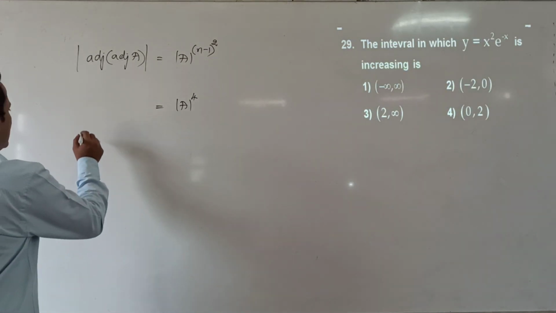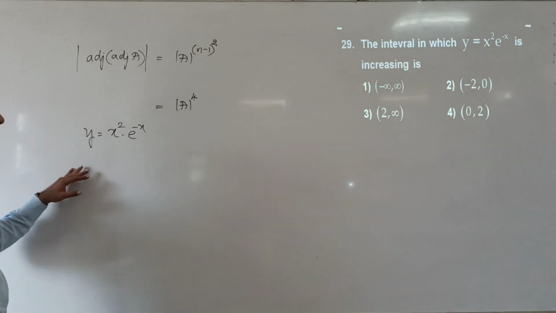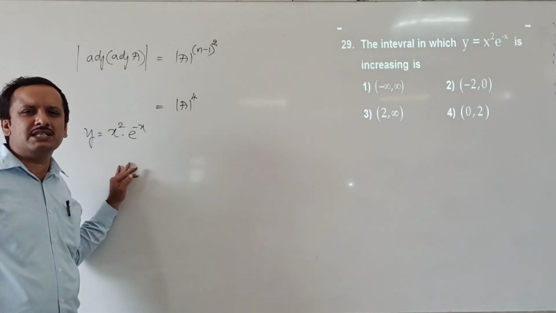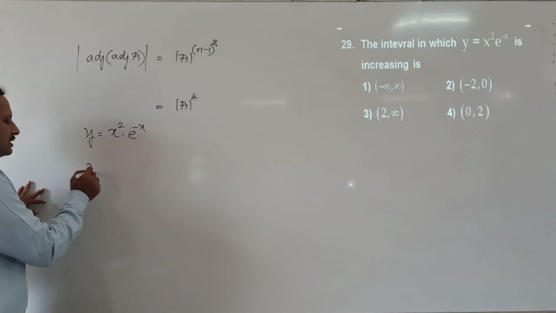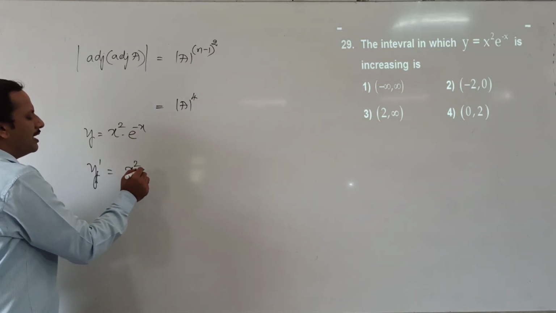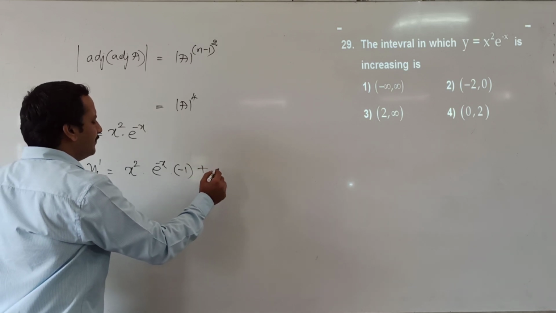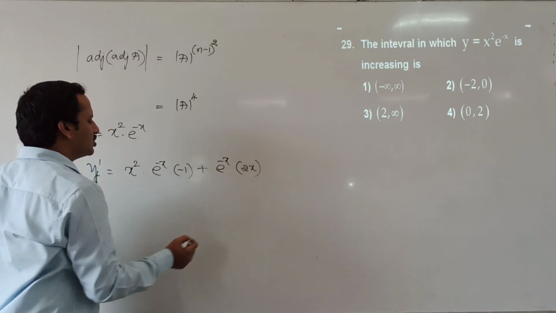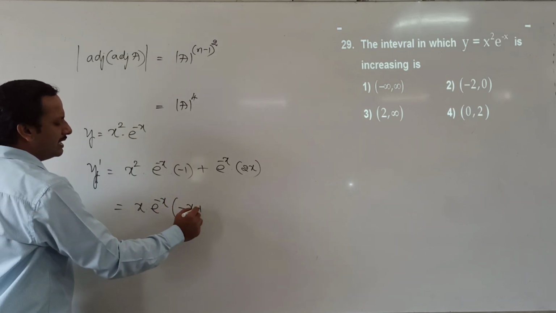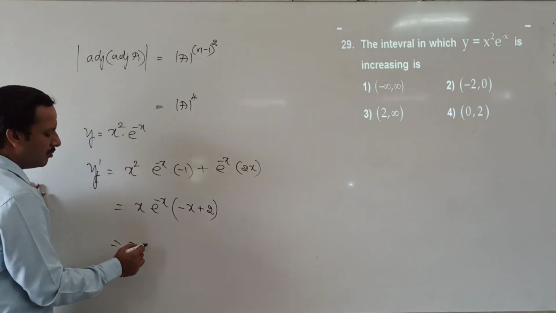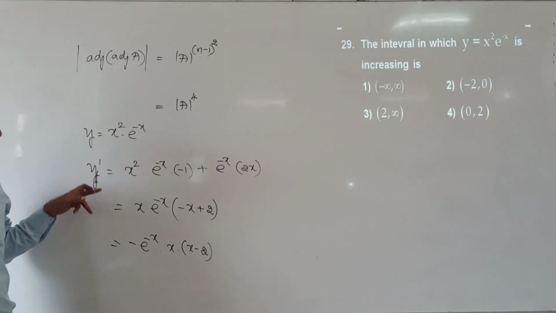29th question. The interval in which y is equal to x square into e power minus x is increasing. The interval where this function is increasing means the derivative must be positive. Differentiate this. y dash is equal to x square into the derivative of e power minus x, into minus 1, plus e power minus x into the derivative of x square, which is 2x. I will take x into e power minus x as common. Then what will remain here? Minus x plus 2, take minus out. So you have minus x e power minus x into (x minus 2). Okay, this is our y dash.